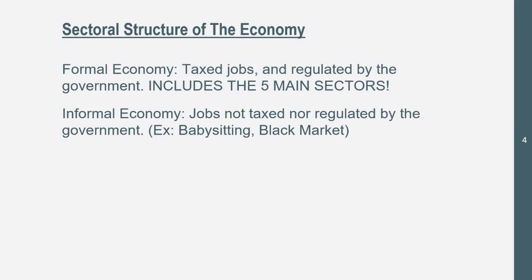Now we have the sectoral structure of the economy. So we'll get started with the formal economy, which is taxed jobs and regulated by the government. This includes the five main sectors: primary, secondary, tertiary, quaternary, quinary. Those are our five sectors, and these are part of the formal economy.